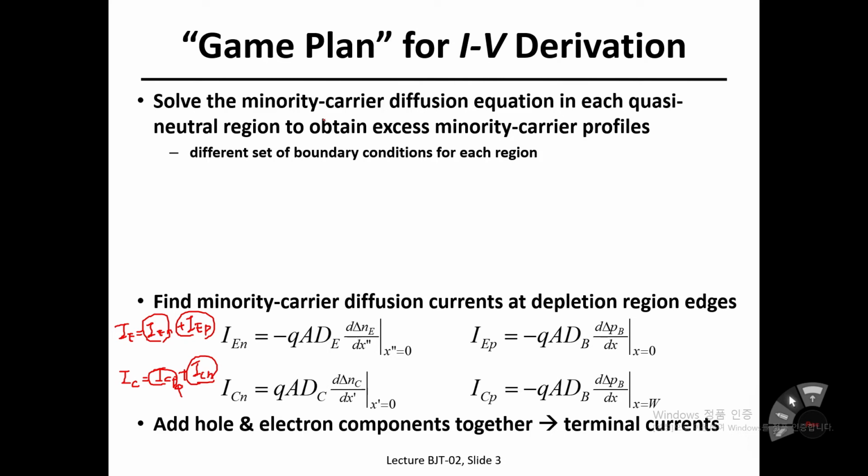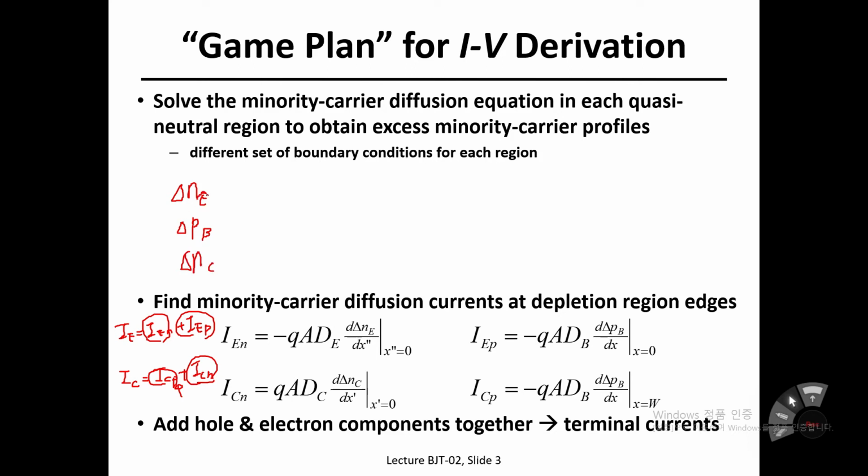So to explain how those injected minority carriers are diffused out in the quasi-neutral region, we have used the second order differential equation, which is named as what? Minority carrier diffusion equation, right? So to solve the minority carrier diffusion equation, we should first find out the excess minority carrier concentration, which is denoted as delta n_E, delta p_B, and delta n_C.